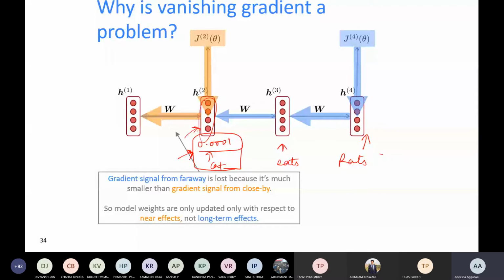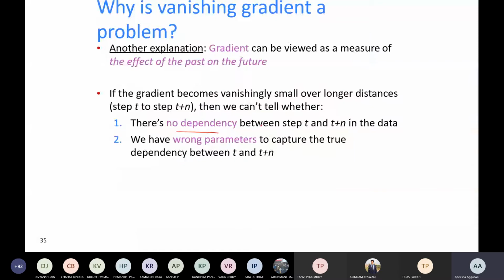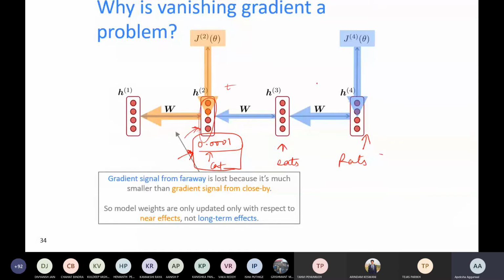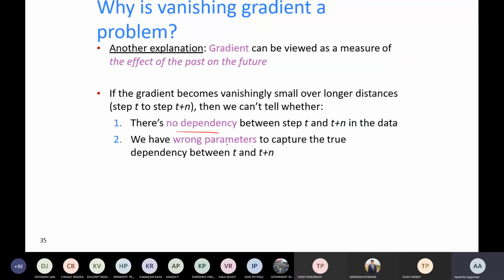It is lost. Dependency is lost because the gradient is so small that activation is not storing the information that is coming from previous values, previous nodes, previous layers. So dependency between t plus n and tth layer is lost. Okay, first thing. And second thing is we have wrong parameters to capture the true dependency between t and t plus n.